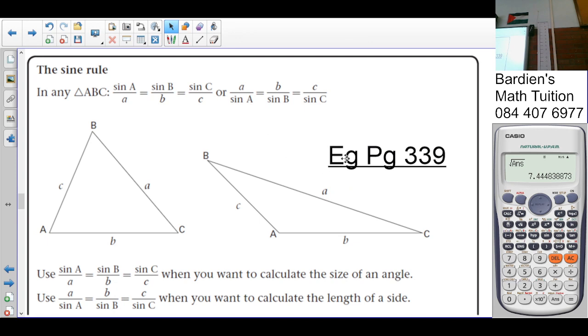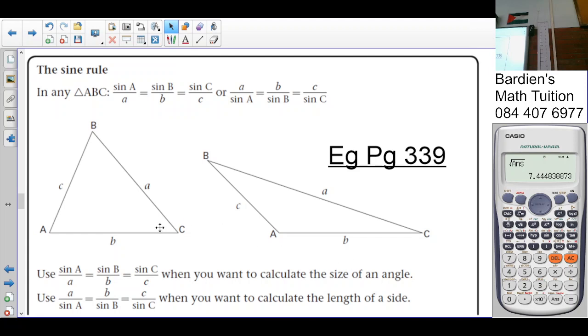I use one and just manipulate it. I always use this one. But if you want to calculate an angle, then you use the first one. If you want to calculate the size of a side, you use the second one. But at this level, we are fairly confident in manipulating the formula. That is why I always use sine A over A is equal to sine B over B is equal to sine C over C. Very seldom I use the other one. But if you use it, no problem. It's just a bit easier to manipulate to get the side on its own.